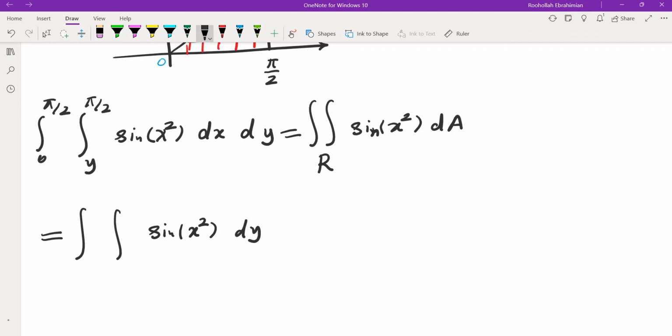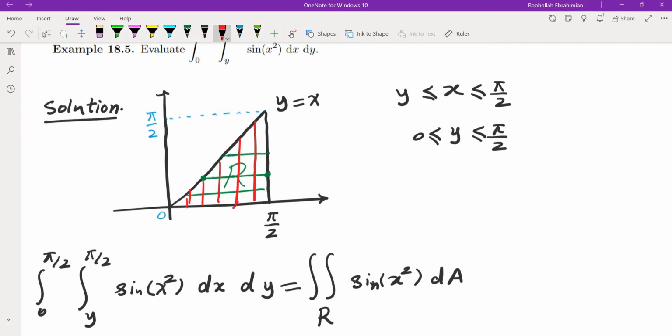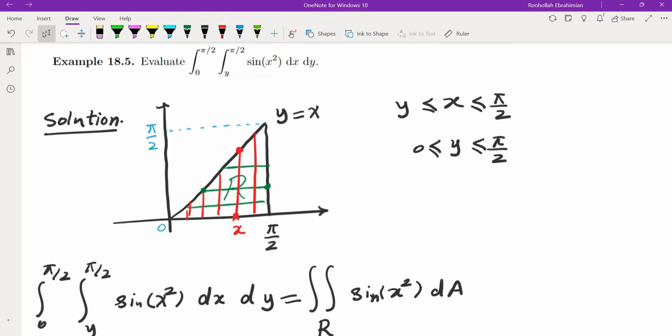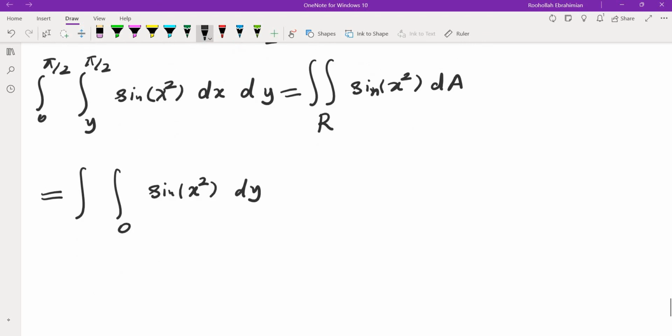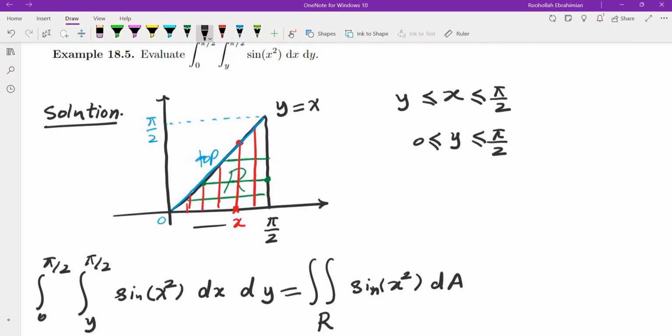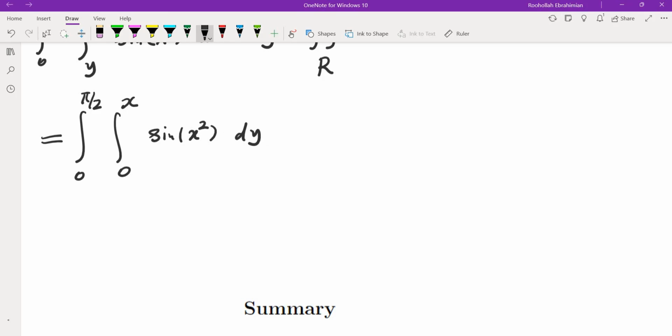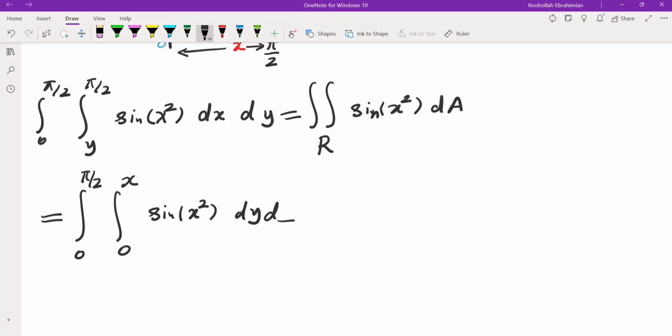Now, in order to do vertically simple, for every given x, we'll have to see what is the bottom and what is the top. The bottom value for y is always 0. And the top value is the top function, which is y equals x. So the bottom value is 0 and the top value is x. And then the smallest value of x and the largest value of x are 0 to pi over 2. And this is dx.